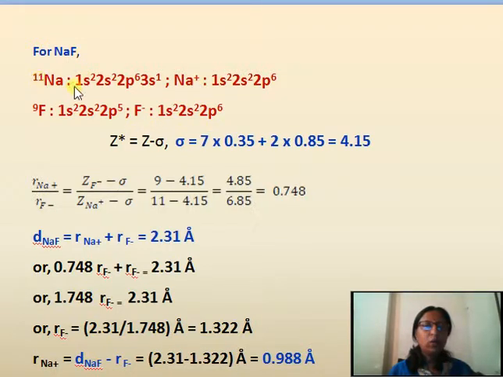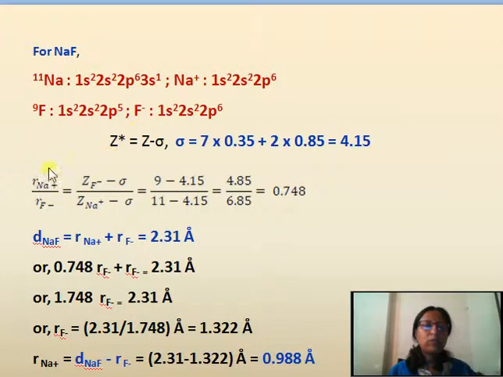In neutral sodium we have the electronic configuration 1s2 2s2 2p6 3s1, and in Na plus it is 1s2 2s2 2p6. Again, in F minus the electronic configuration is 1s2 2s2 2p6. So these two species are isoelectronic. Now we can calculate the sigma for this. I told you previously how to calculate sigma using Slater's rule, and the sigma value here is 4.15, the same for both Na plus and F minus.